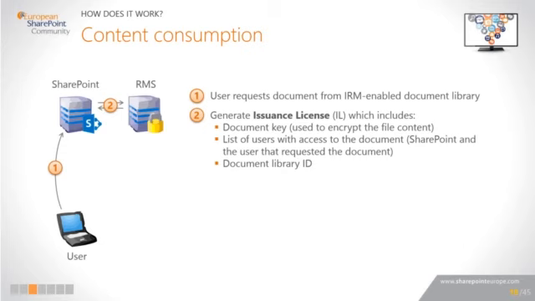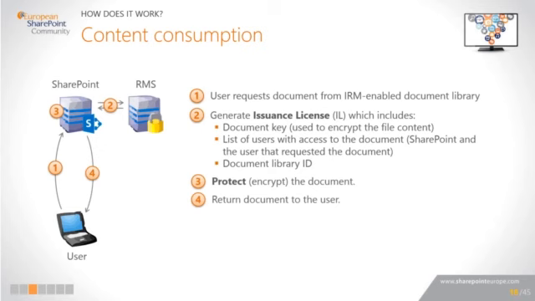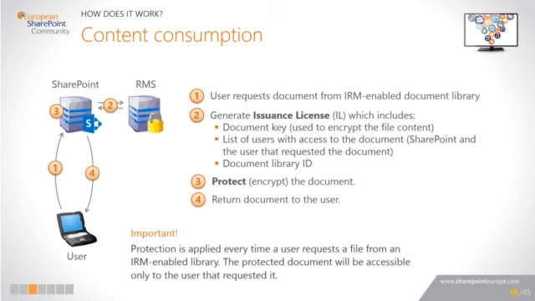This is why, in the previous demo, Clark Kent was unable to access the protected document sent by Tony Stark. Although Clark has read permissions on the document library, when the file is protected, only the user requesting it, in this case Tony Stark, and SharePoint are included in the access control list. The file is then protected by SharePoint and sent back to the user. So the key takeaways here are: protection is applied on download every time a user requests a file from an IRM-enabled document library. And by default, the protected document is accessible only to the user that requested it.